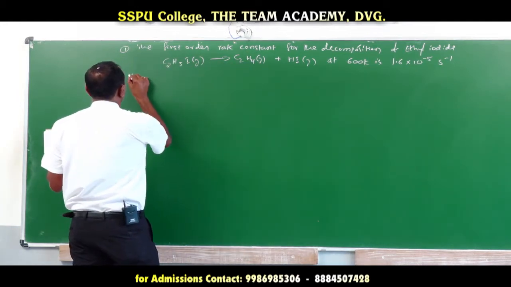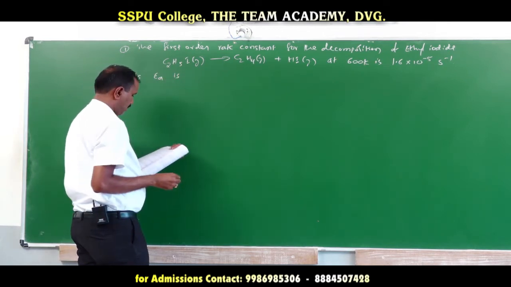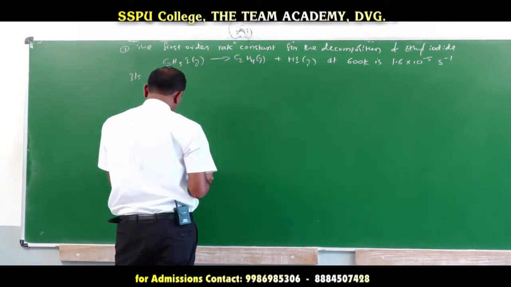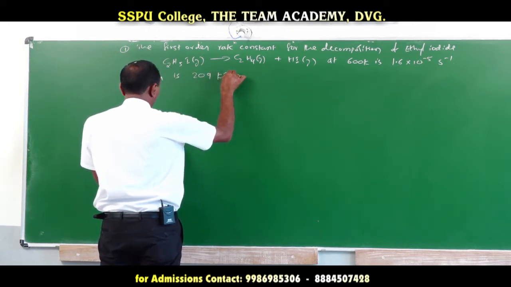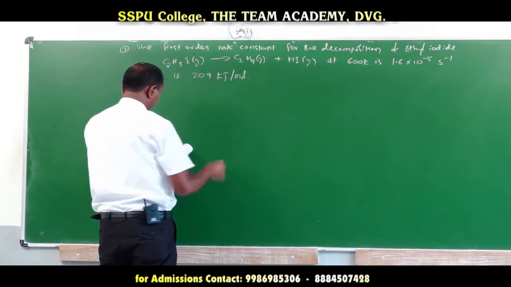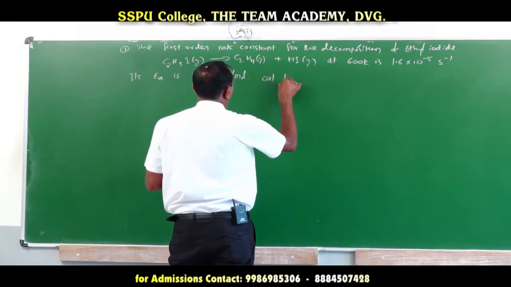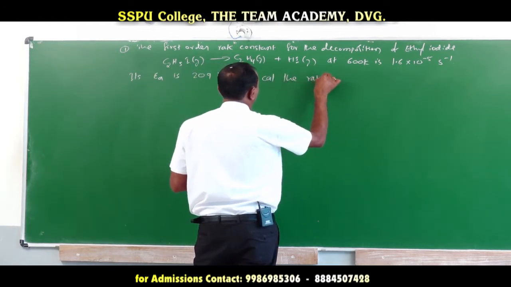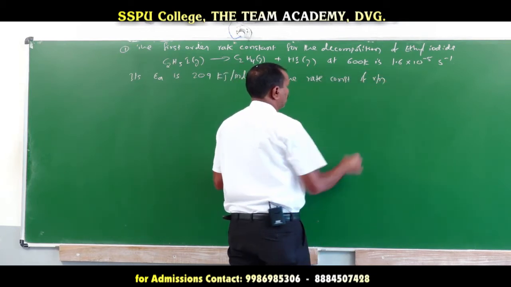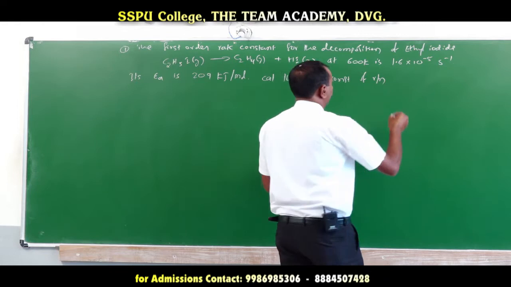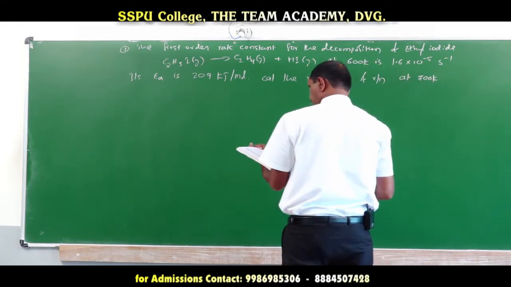Its energy of activation is 209 kilojoule per mole. Calculate the rate constant of the reaction at 700 Kelvin.